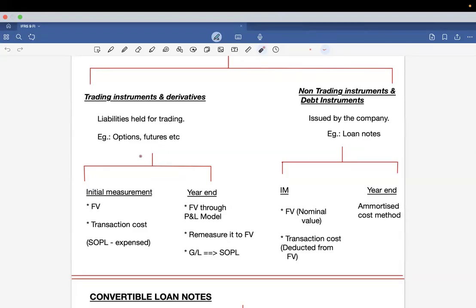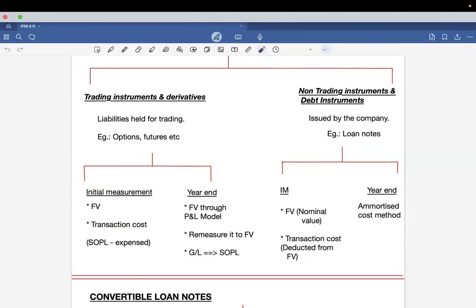So if it is trading, then that means you're not holding the asset for a very long time. You may sell it soon, right? So the criteria of measurement is as follows. There is an initial measurement and a year-end measurement. Clear? Initially you're going to measure it at fair value, and the transaction cost is going to be expensed in SOPL. Clear now? And at the year end, you're going to use fair value through P&L.